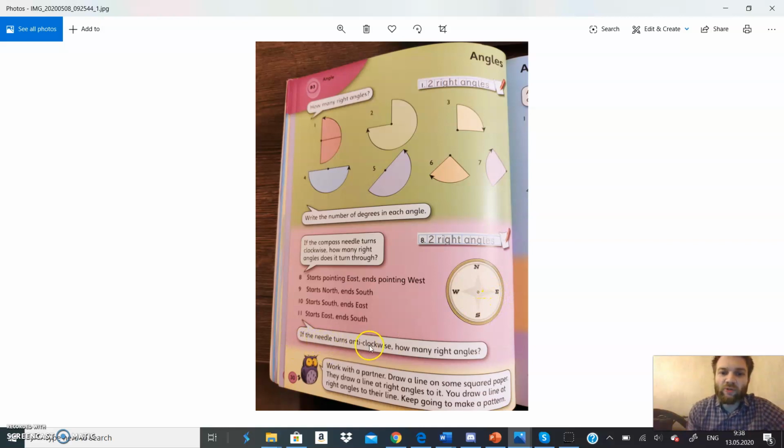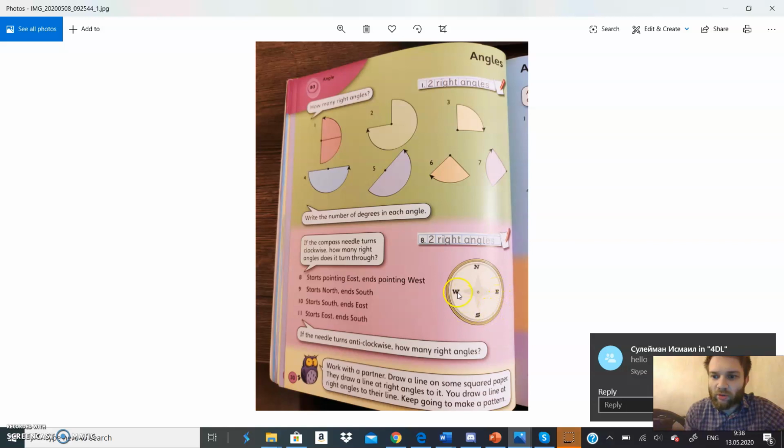After that, you have to give new answers to all those questions if the needle went the other way, if it went anti-clockwise, so if it was going around like that. So how would the first one be different? East, this time we're going to go 1, 2, like that.